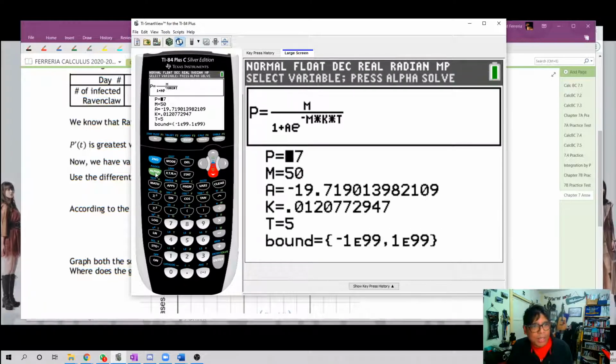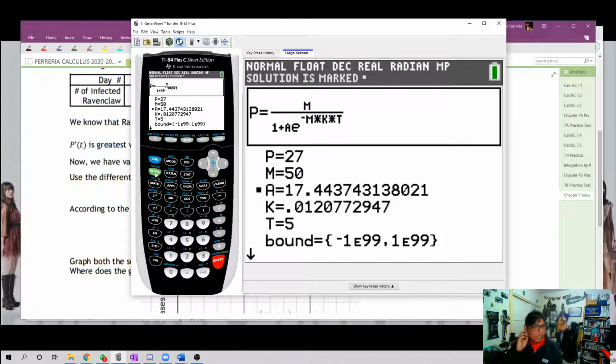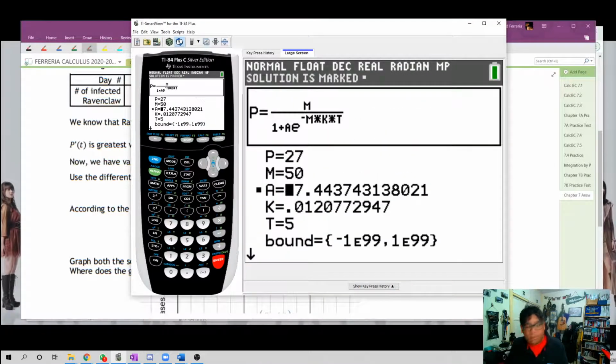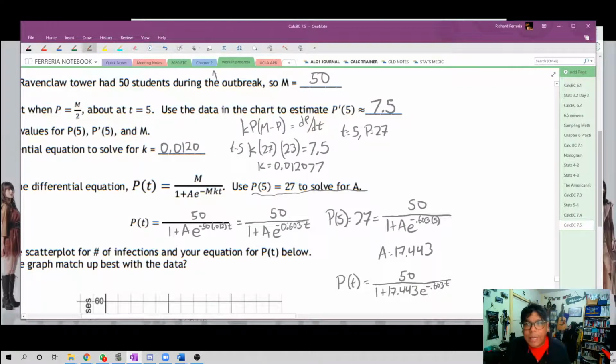Let's go back to here. Let's solve. Again, I want you to put a positive number here to start off with, and I'll start with 20. Okay, great. That gives me a value of A, which is 17.443. So let's go ahead and write that down, 17.443. Great. That gives me P equals 50 over 1 plus 17.443 e to the negative 0.603 t.